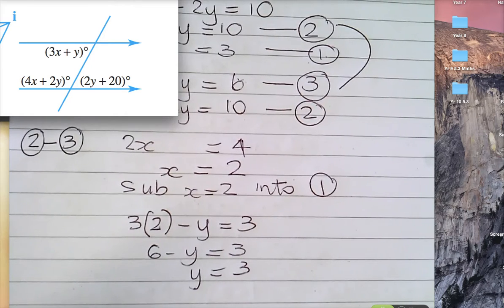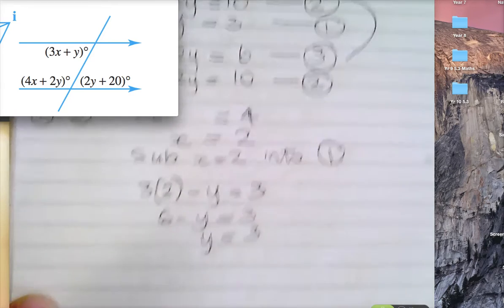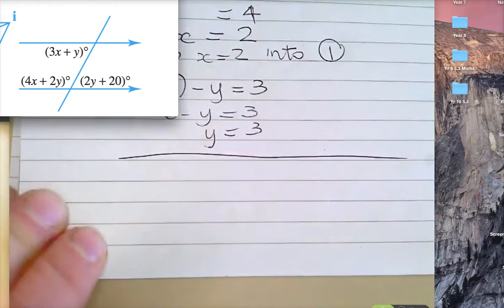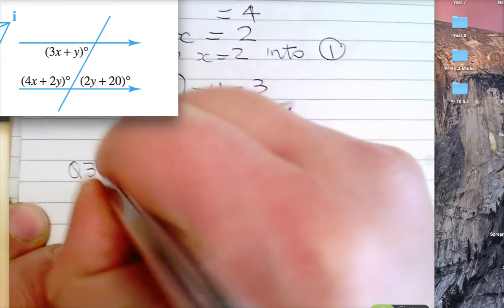Shh. Girls, what are the properties around parallel lines? There are 2 equations you need to set up here. What can you do, girls? 3x plus y equals 2y plus 20. Good, by alternate angles. Good. Girls, with this one, I'm just going to set it up. I'm not doing it. Question 3i, you finish it at home.